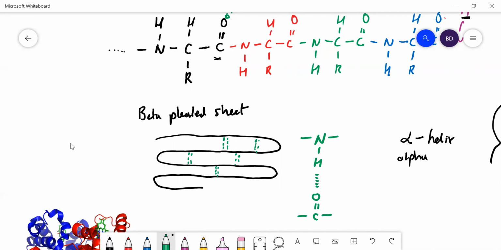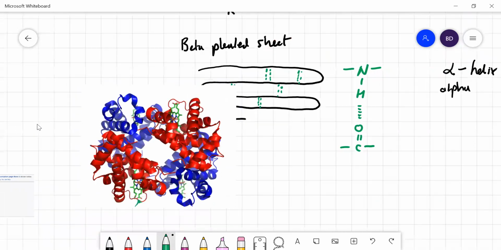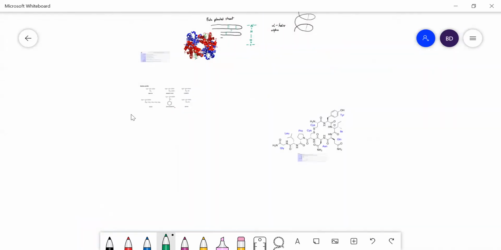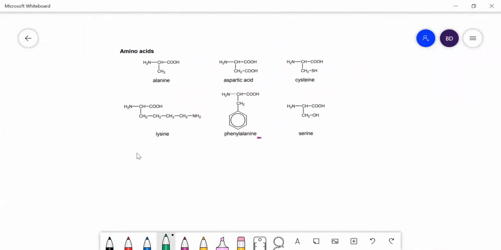Right, now, as well as these alpha helixes, there's other layers of structure in proteins also. Right, so if we have a look at our AQA list of amino acids there, this will be quite useful. Okay. Right, let's have a look at aspartic acid, and let's have a look at lysine.